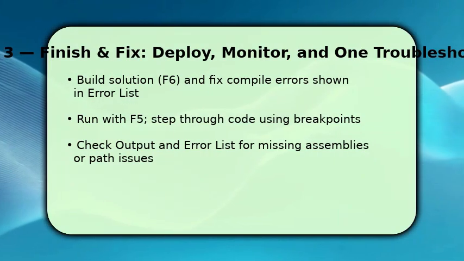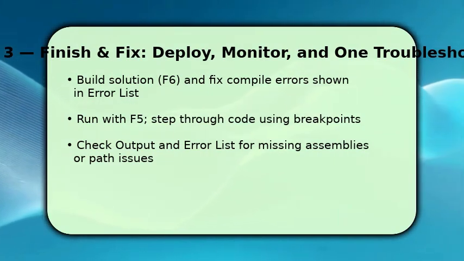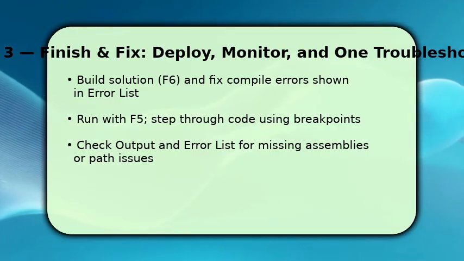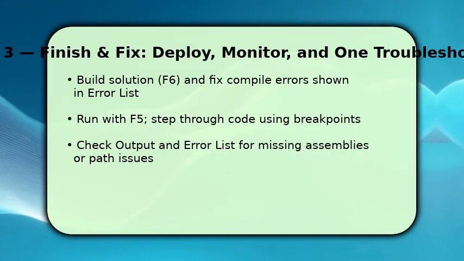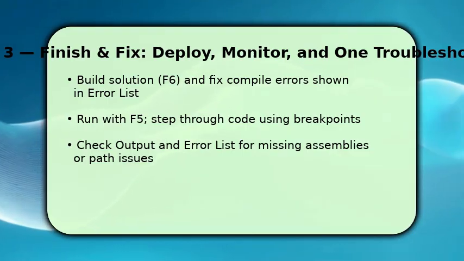You now build the solution with F6, and address compile errors from the error list, often namespaces, missing references, or target framework mismatches. Run the project with F5 and use breakpoints to verify runtime behavior and inspect variables.